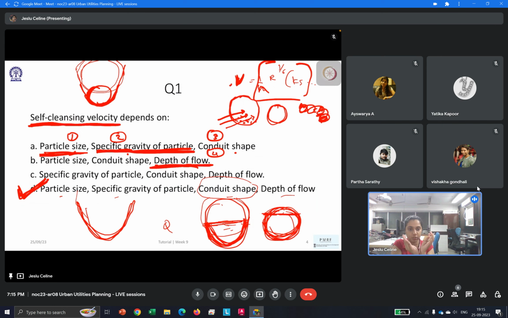Because it is egg-shaped, or because you have the bottom portion curved a bit more, it is capable of attaining more velocity. Whereas if it was a circular sewer, then probably it would flow something like this, which means the area is more spread out, which means the velocity won't be adequate enough. So the shape of the conduit or the shape of the sewer also influences the self-cleansing velocity.